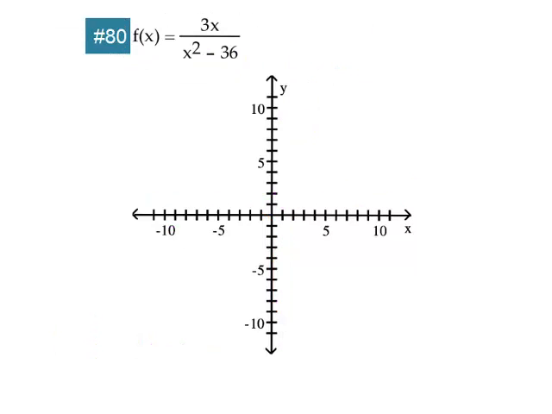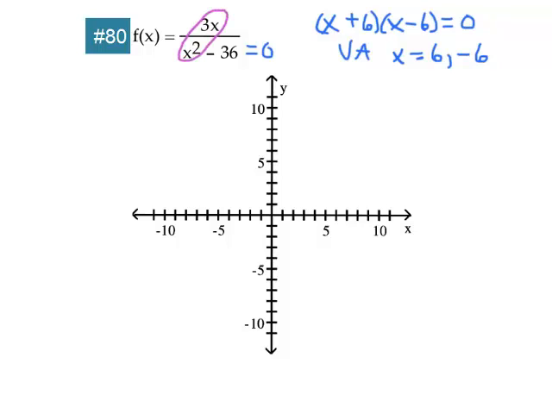And here's another one, same process. We're going to set the bottom equal to 0 to find our vertical asymptotes. This time though, we can factor that into x plus 6, x minus 6, which means we have 2 vertical asymptotes, one at +6, one at -6. Then we look at this right here and say, okay, the top's exponent, which is 1, is less than the bottom's, so that means our horizontal asymptote is at y equals 0.